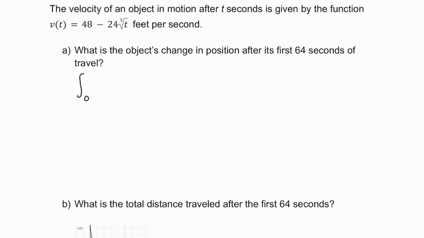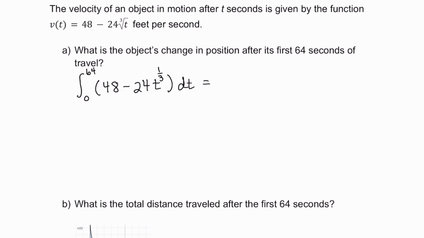from 0, the start, to 64, after the first 64 seconds, of our velocity function 48 minus 24, and we're going to write the cubed root of t as t to the 1/3 power to get it ready to integrate. And then our differential is dt. Now here I can just integrate term by term.